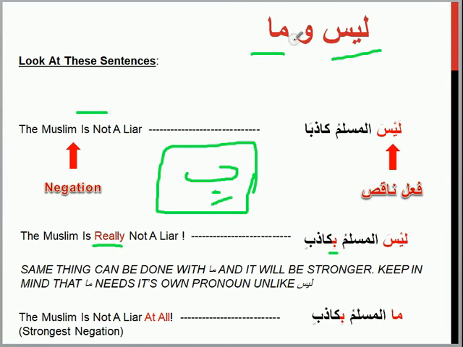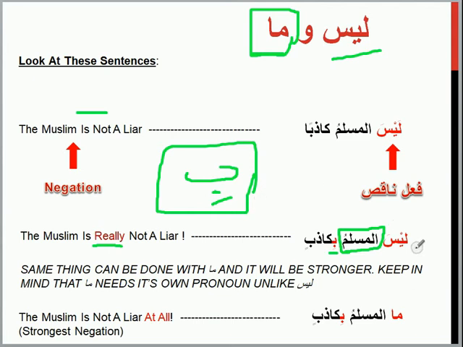Now you have this word called ma, and the same thing can be done with ma. So you can also have ma muslimu kaziban. Now one thing to note about ma is it needs a doer. Ma is not a fi'l, so it needs a doer, and here it doesn't need a doer because here you have muslimu, which is an outside doer, so ma doesn't need anyone. But if it was just ma kaziban, then that's wrong. You would have to say ma huwa kaziban or something, you know, ma hiya kazibatan, something.